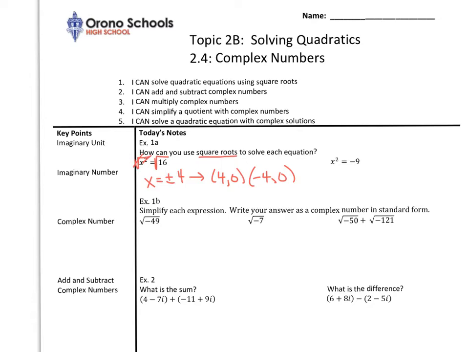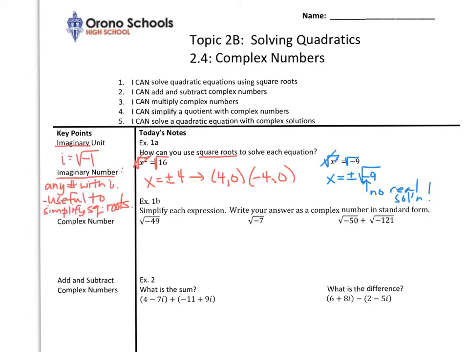Let's try the example on the right. Same idea. We have x squared equals negative 9. To get x by itself, we would take the square root of each side. It cancels out with the squared. But now we've got plus or minus square root of negative 9. Because of the negative on the inside, that means we have no real solution. And there are no x-intercepts for the graph.